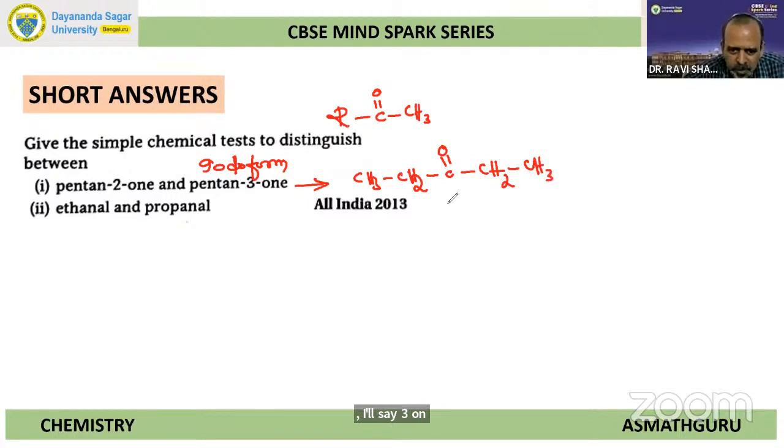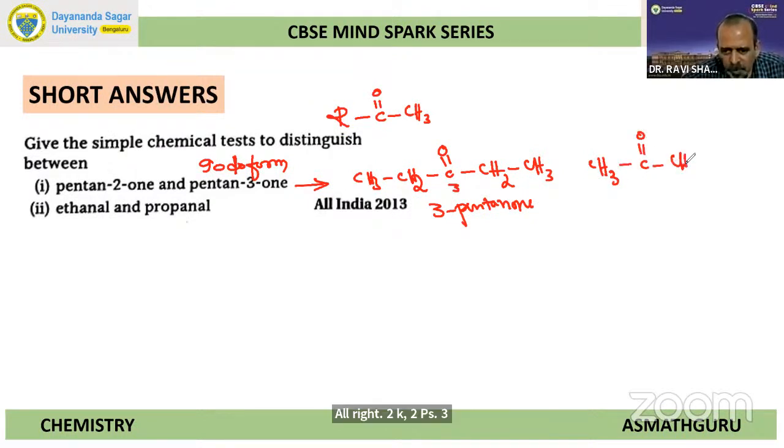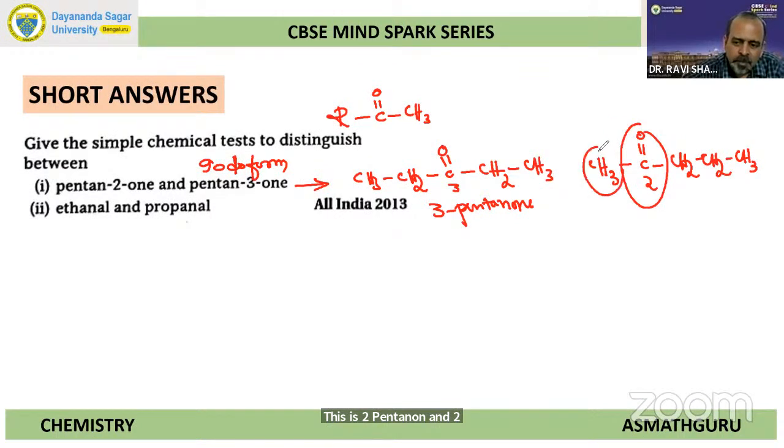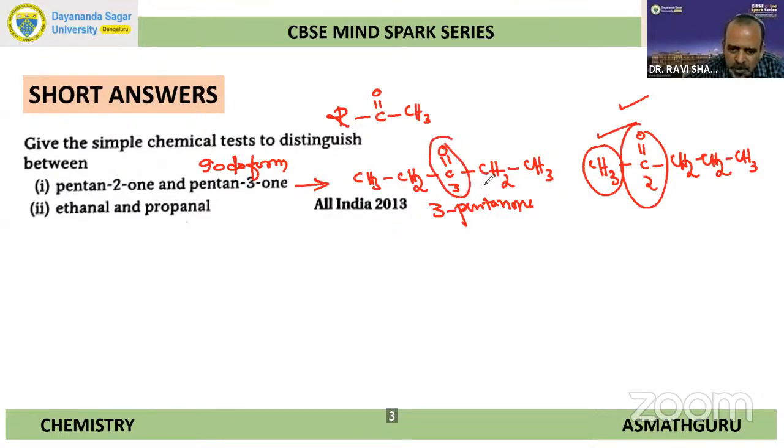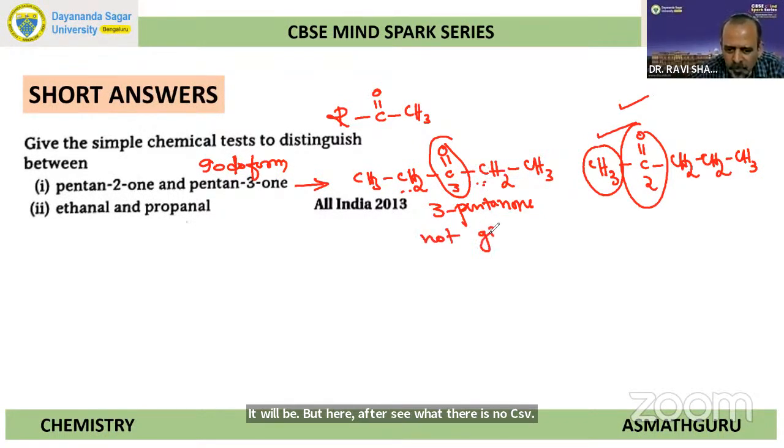This is pentan-3-one, because at the third carbon atom you are having the ketone. I'll write the 2-one: CH3COCH2CH2CH3. This is pentan-2-one, and it has a CO group next to CH3, so it will give the iodoform test. But here, after CO, there is no CH3 on either side, so it will not give iodoform. Next to CO, I want a CH3 group.